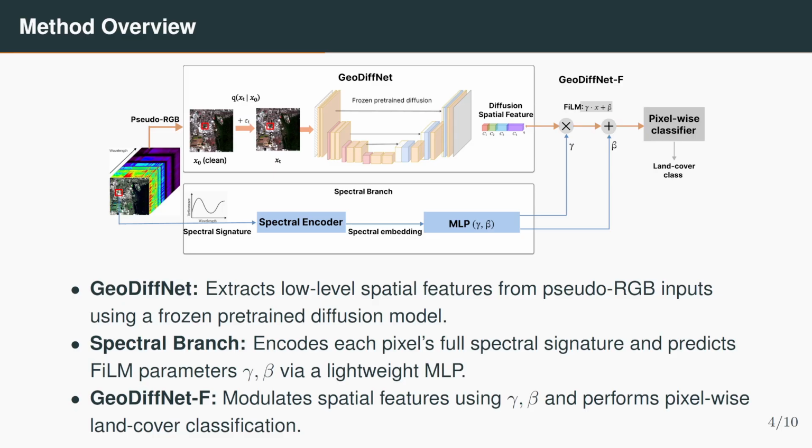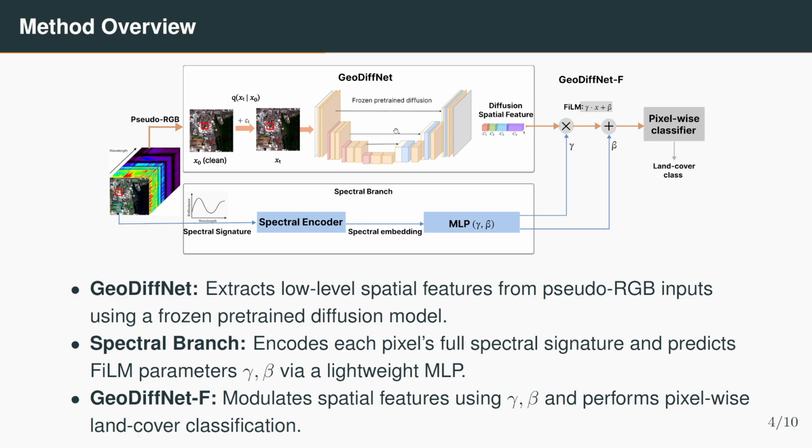Now, with the challenges clear, let me walk through how we address them. This diagram shows the pipeline of our method, GeoDiffNet and GeoDiffNet-F. In the upper branch, we feed the input hyperspectral patch into the frozen diffusion model and extract low-level spatial diffusion features. These low-level features are transferable across domains and form the backbone of GeoDiffNet. Also, the diffusion model here is frozen, so this introduces no additional trainable parameters.